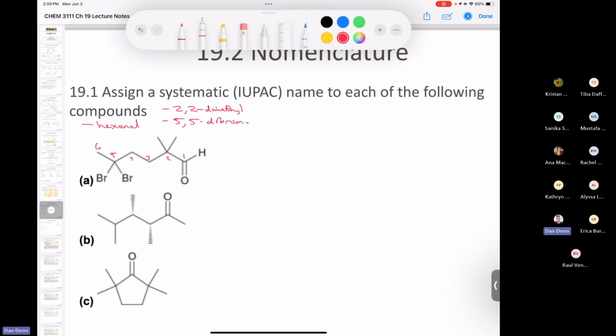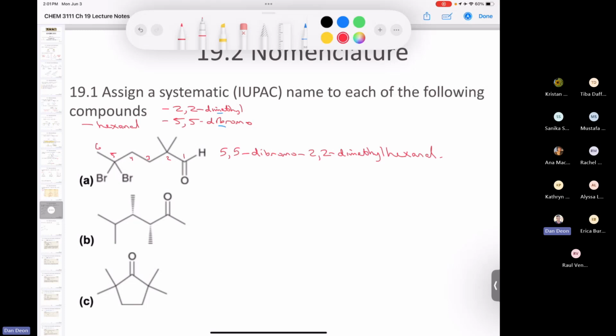5,5-dibromo. Remember that we ignore the di prefix. We alphabetize according to the letter M here and the letter B here. So the dibromo would come first. And so this compound's name would be 5,5-dibromo-2,2-dimethylhexanal. All right, give me a thumbs up if you're with me on that one. Like, that one's not too bad.